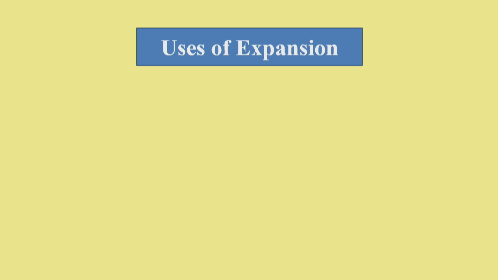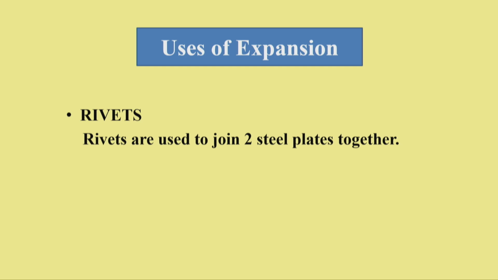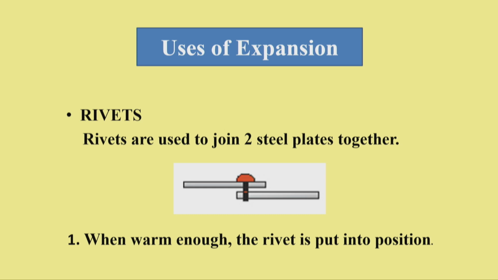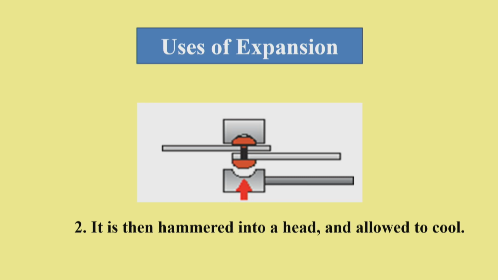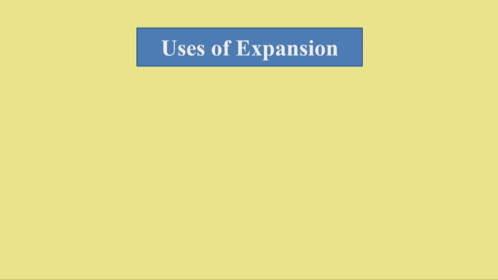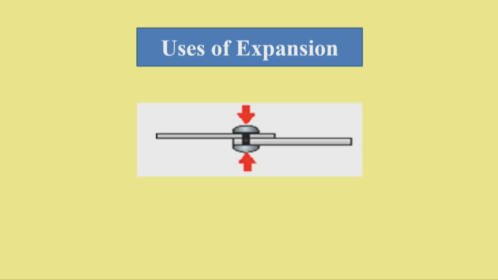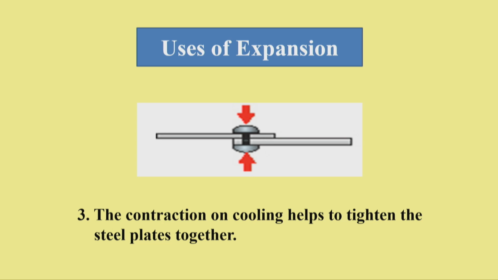Let's now have a look at the uses of expansion. The first one is the rivets. Rivets are used to join two steel plates together. When warm enough, the rivet is put into position. It is then hammered into a head and allowed to cool. The contraction on cooling helps to tighten the steel plates together.